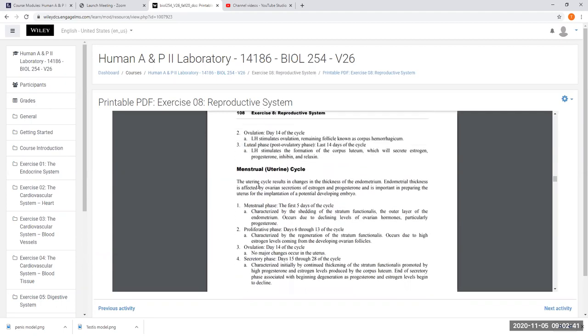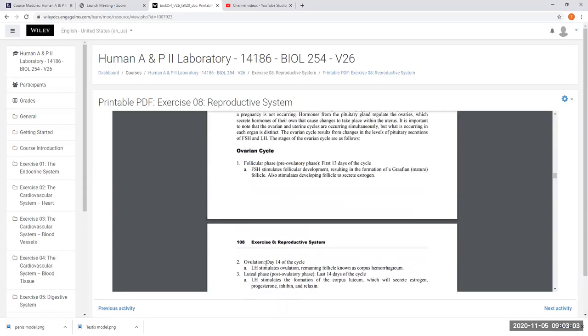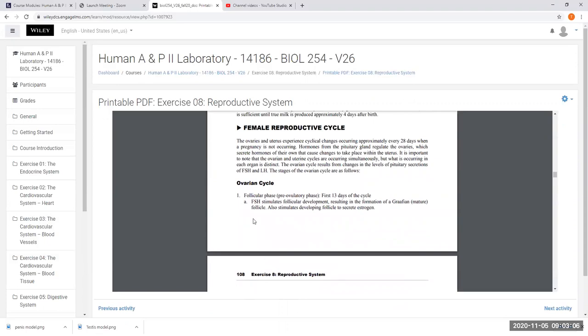We also have the menstrual cycle, or the uterine cycle, as I like to call it, and that is going to include the phases and all of the changes that occur in the uterus over the course of those 28 days. So it's still the female reproductive cycle, and we're having changes occur between the ovaries and the uterus collectively together during that time. So the first phase of the ovarian part of the cycle is called the follicular phase or the preovulatory phase. And that phase occurs from day one all the way to day 13. So the first 13 days of the cycle is what we call the follicular phase.